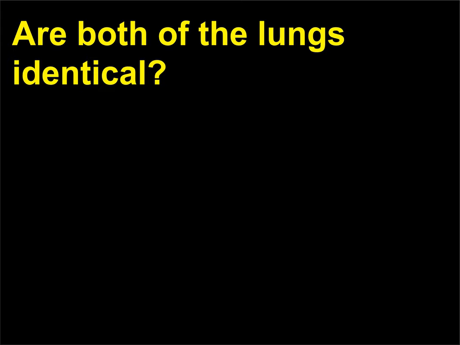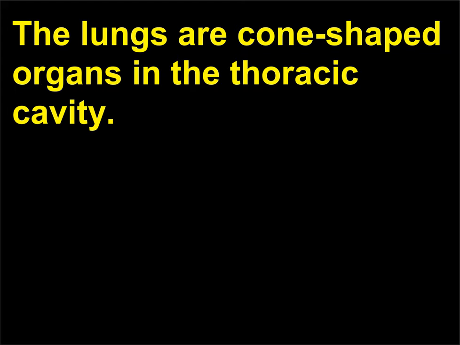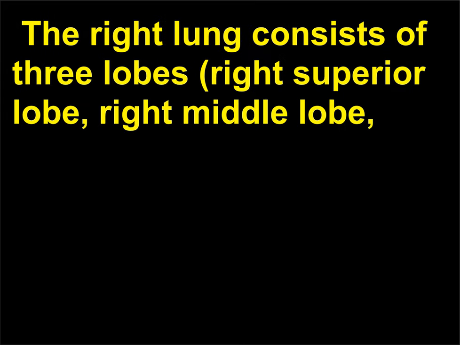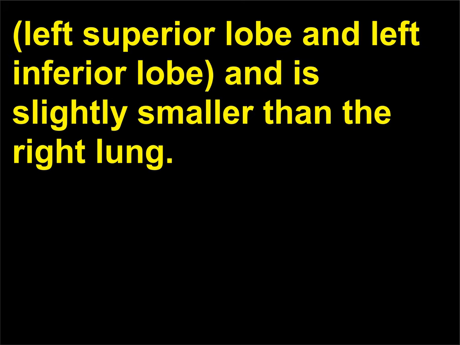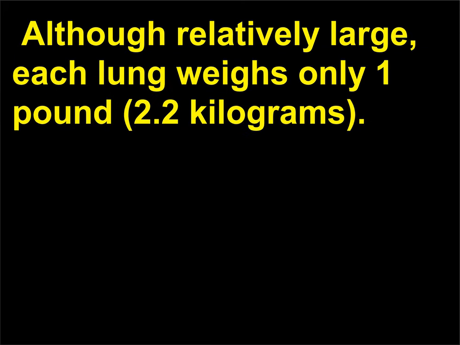Are both of the lungs identical? The lungs are cone-shaped organs in the thoracic cavity. The right lung consists of 3 lobes, right superior lobe, right middle lobe, and right inferior lobe, while the left lung has only 2 lobes, left superior lobe and left inferior lobe, and is slightly smaller than the right lung. Although relatively large, each lung weighs only 1 pound, 2.2 kilograms.